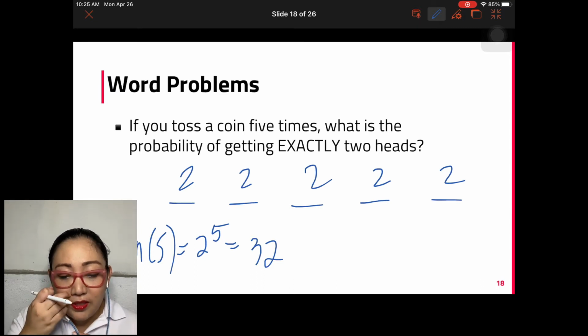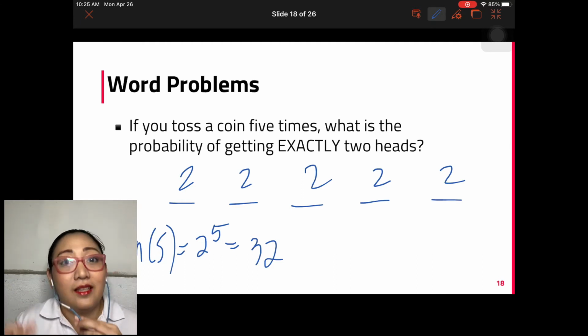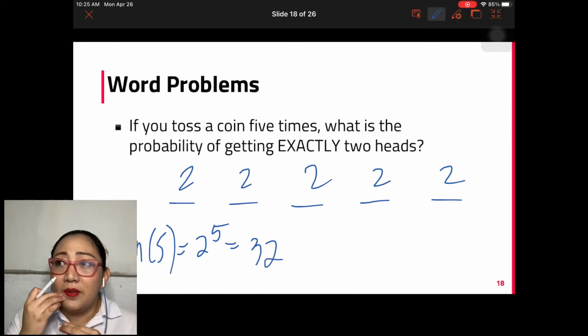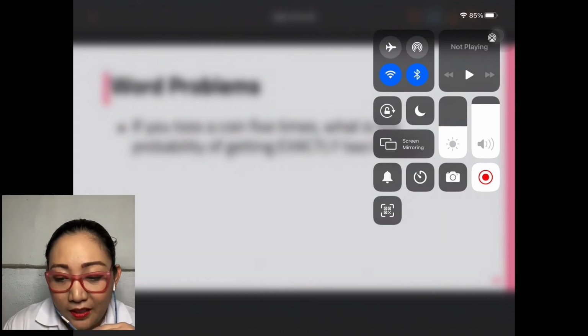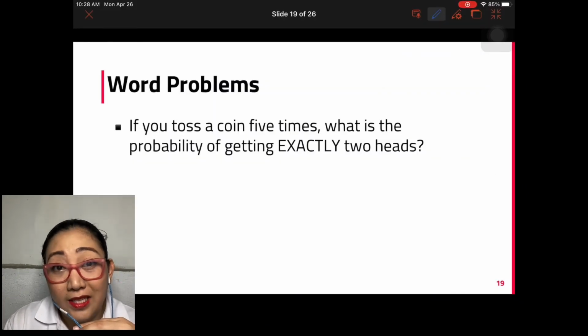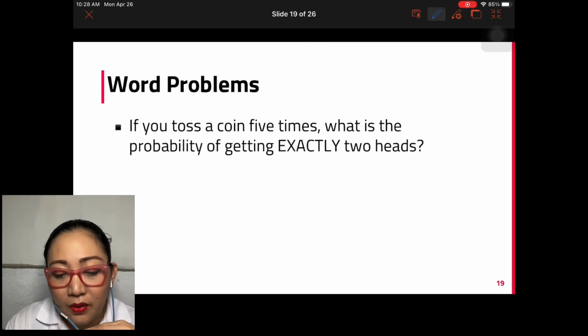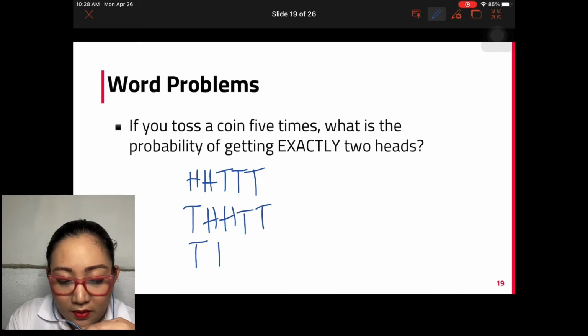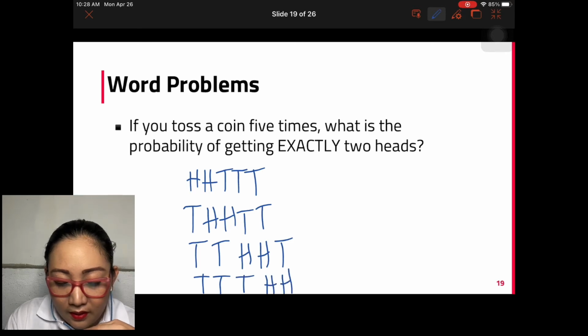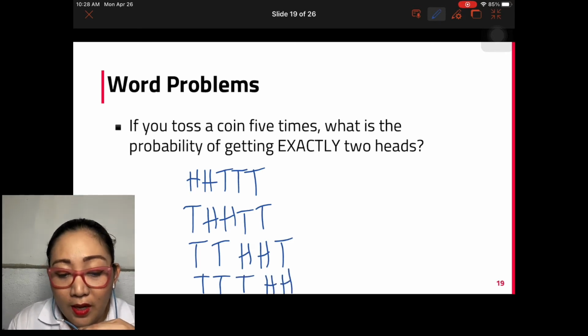Okay? Now, what is the probability of getting exactly 2 heads? So how do we solve this? Paano natin matidetermine na merong exactly 2 heads? Para mas magets natin kung paano siya sinosolve, ang pwede natin gawin is we're going to list down our possible outcomes. Pero kailangan yung may exactly 2 heads lang. So pwedeng head, head, tapos tail, tail, tail. Pwedeng mauna yung... Okay. Tapos, eto. And then, ano pa? Tail, tail, tail, head, head. Okay?